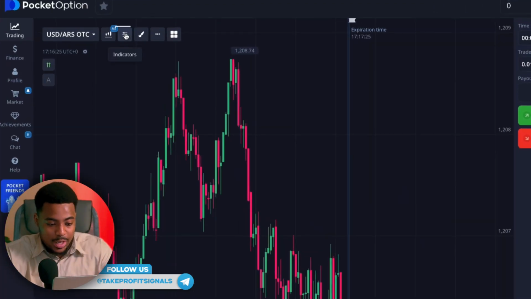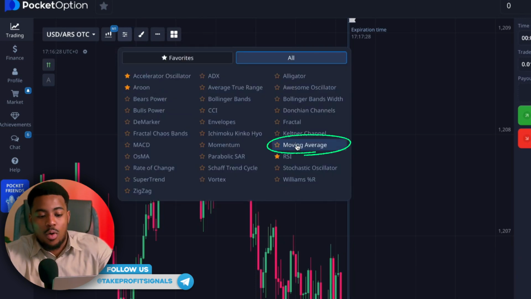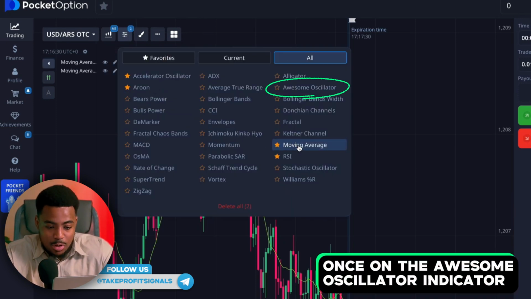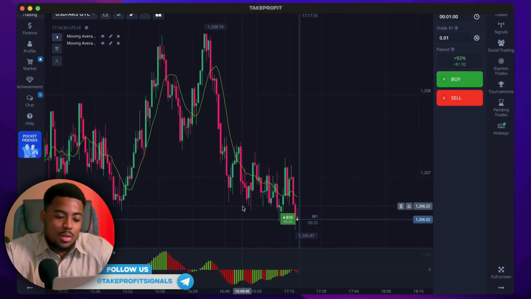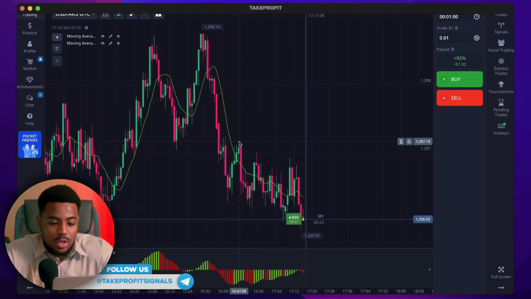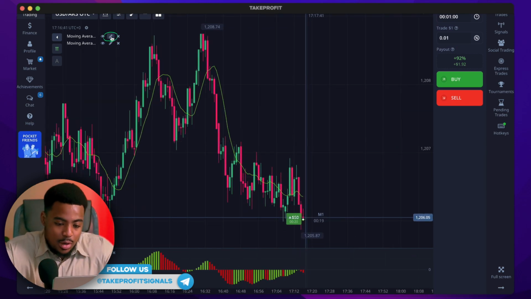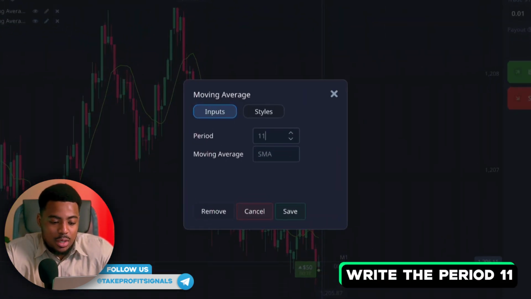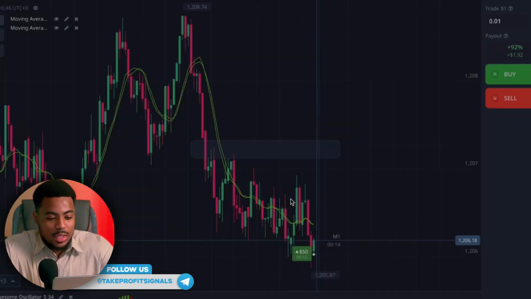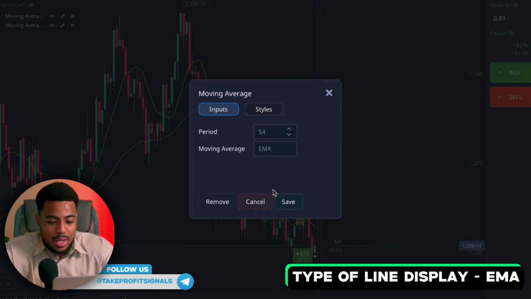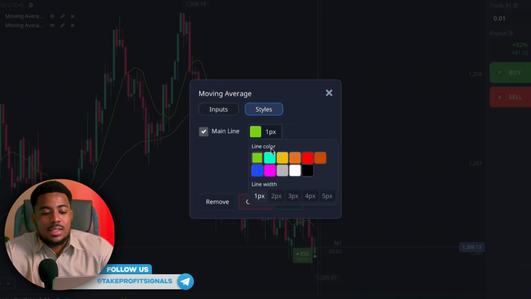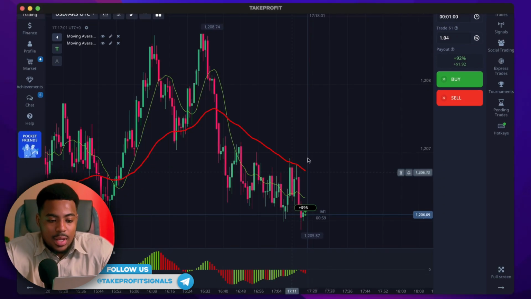Let me show you. We go to the indicators panel, click twice on the moving average indicator and once on the Awesome Oscillator indicator. We have added these 3 indicators. Now the main thing is to configure them very correctly and accurately. We go to the first indicator, we write the period 11. We can change nothing in the styles. On the second indicator, we change the period to 54 and the type of display we put EMA. And in the styles we put 3 pixels, red color, and save.